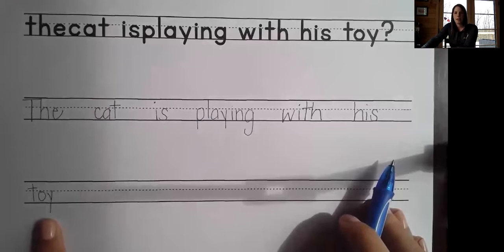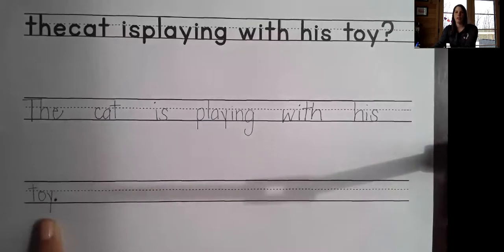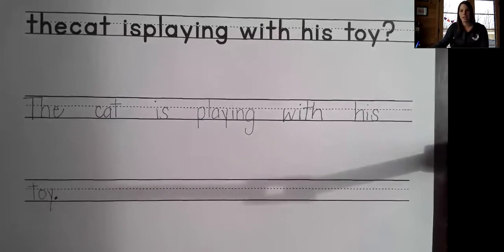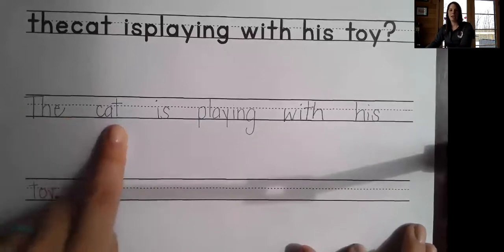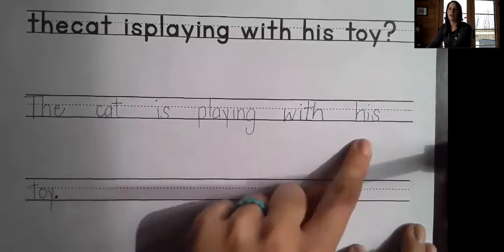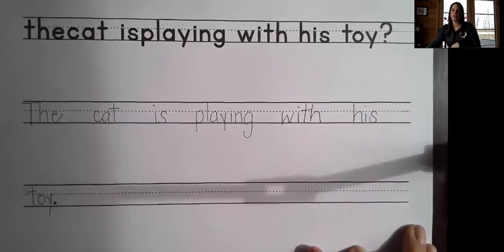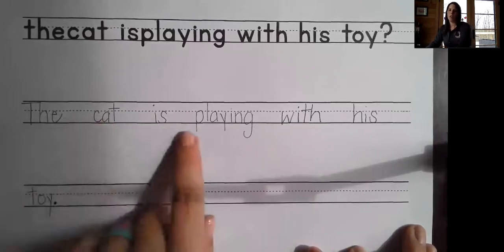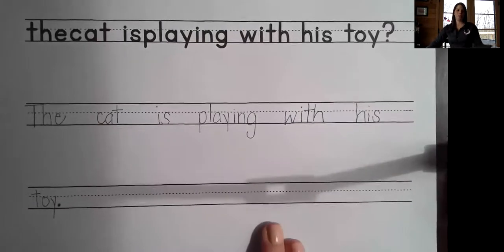I need a period, and a period tells my reader to stop reading. So I'm going to put a period, which is a little dot at the bottom, to tell my reader to stop reading. So there's my sentence, and you can read it with me. The cat is playing with his toy. And I have nice spaces between my words. I have a capital uppercase letter, and all of my other letters are lowercase in my sentence.